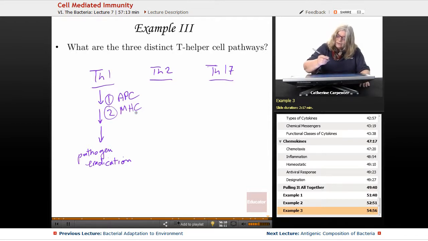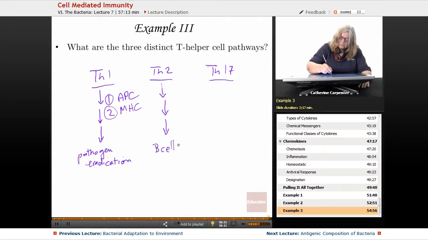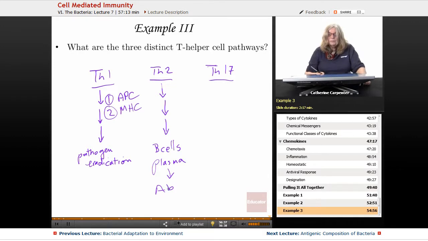Now, what about the TH2 path? Remember, that's a series of steps where the T cells interact with the B cells and the plasma cells to create antibodies, or to synthesize antibodies. And remember, the antibodies are also very specific to the antigens. So we get antibody production.